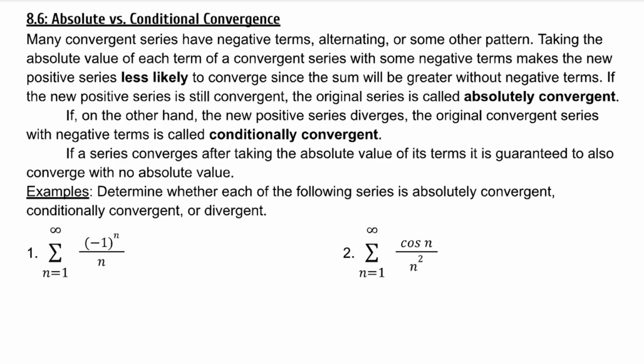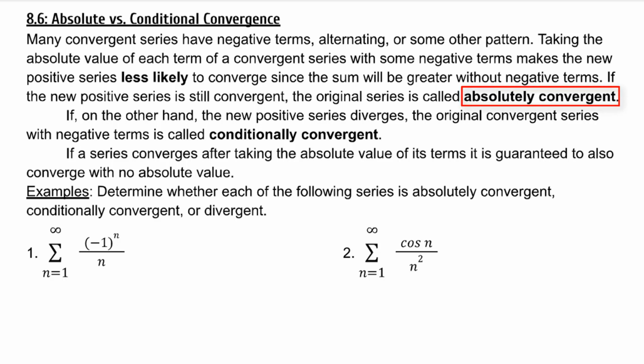Many convergent series have negative terms, alternating, or some other pattern. Taking the absolute value of each term of a convergent series with some negative terms makes the new positive series less likely to converge, since the sum will be greater without negative terms. If the new positive series is still convergent, the original series is called absolutely convergent.